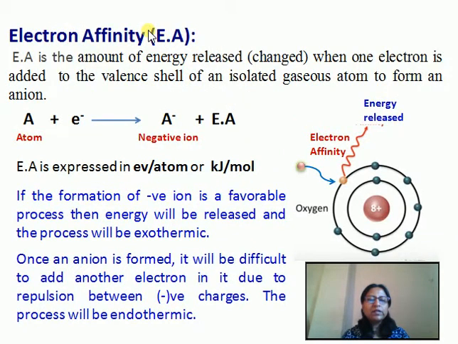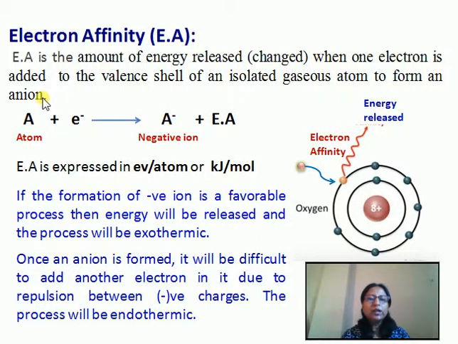So first let me tell you what is the definition of electron affinity. Electron affinity is the amount of energy released, or I should say changed, because sometimes energy is required also, when one electron is added to the valence shell of an isolated gaseous atom to form an anion.